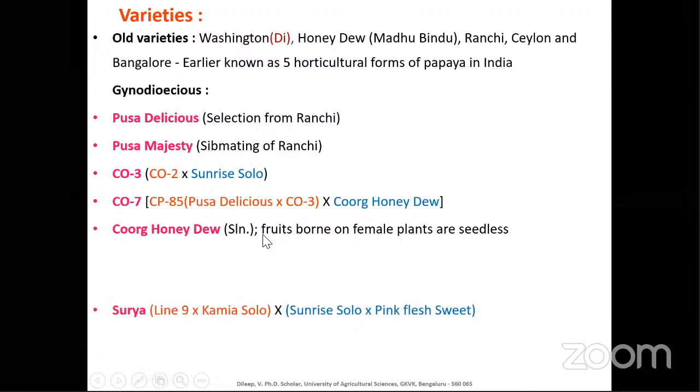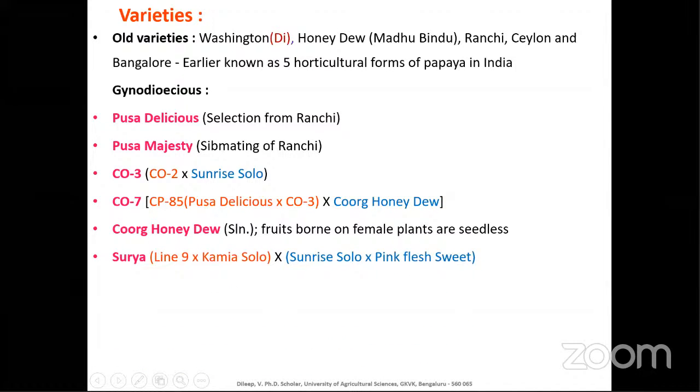Okay, this is one of the typical characters, and also Surya. This is a double cross hybrid. It is Line 9 into Kamiya Solo, and the F1 of these two are crossed with the F1 of Sunrise Solo into Pink Flesh Sweet.